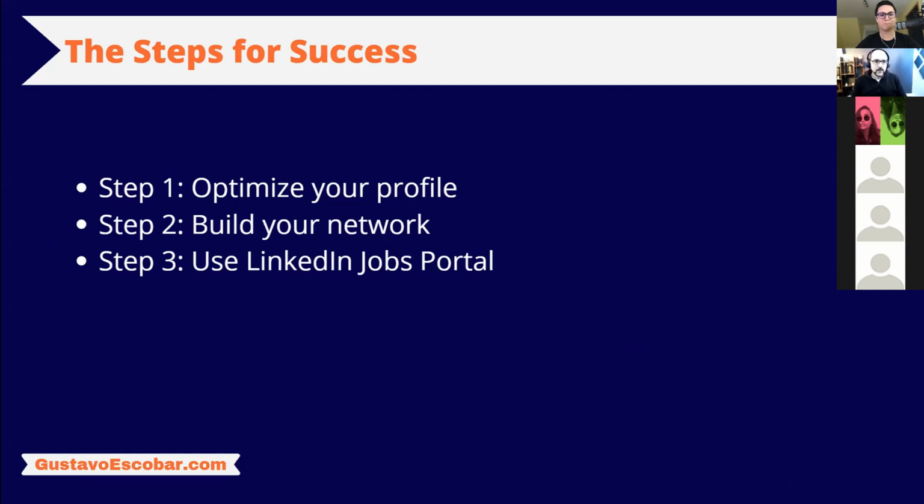Yeah. So for LinkedIn, when it comes to finding a job or building your personal brand, there are 3 steps for success. One of them is to optimize your profile. The second one is to build your network. And the third one, obviously only if you're looking for a job, is to use the LinkedIn Jobs Portal, which is amazing for job seeking opportunities. Today, we're going to talk about the first one, optimizing your profile.